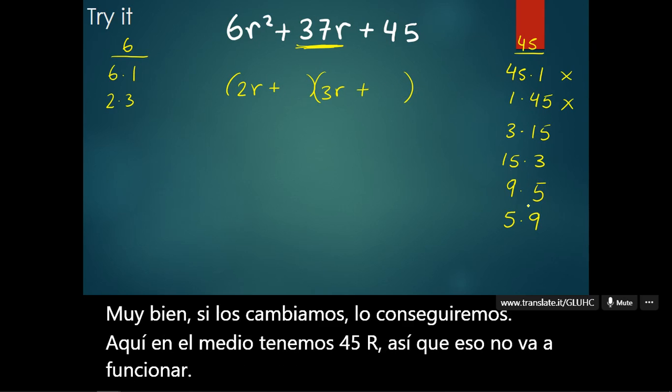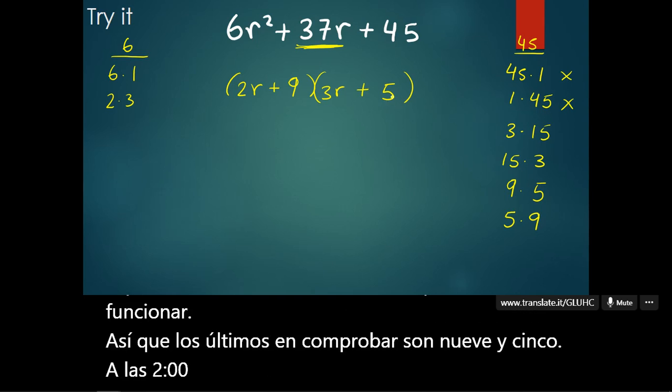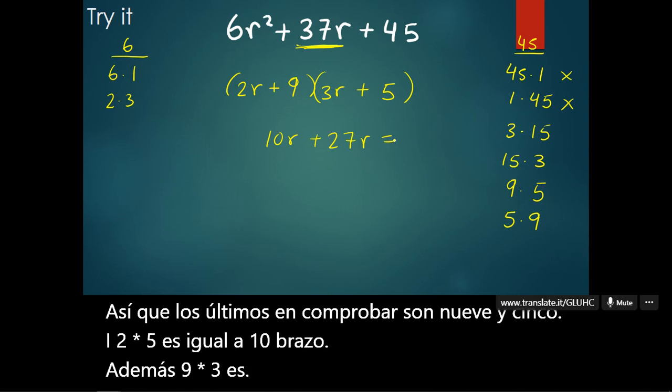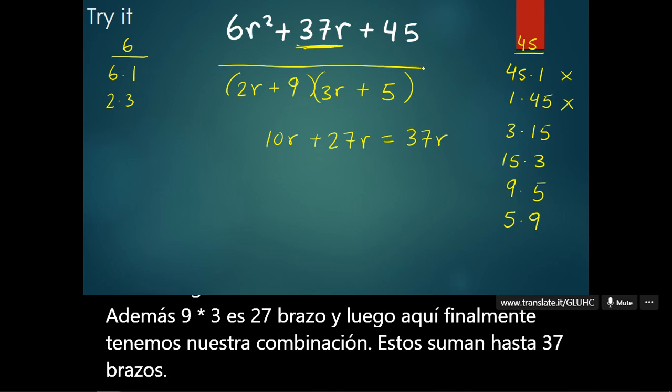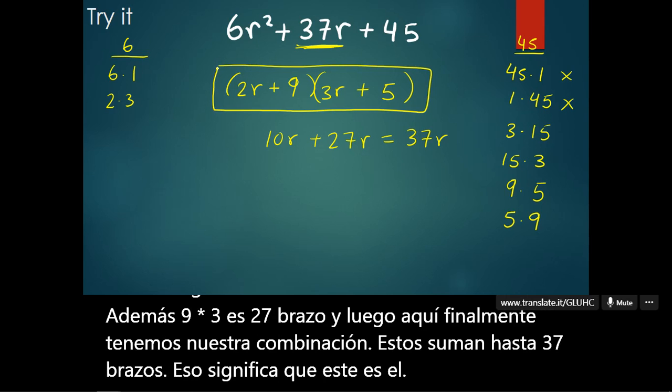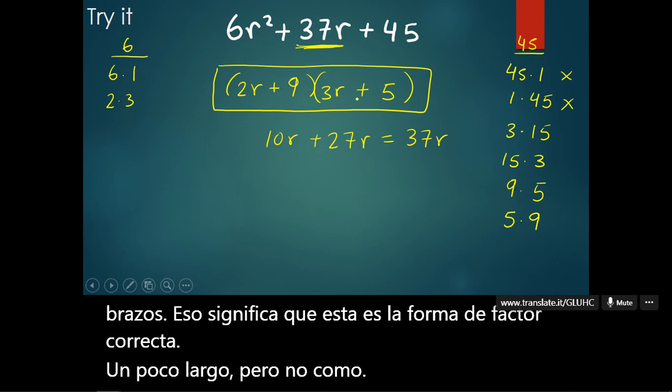So the last few to check are 9 and 5. 2 times 5 is equal to 10r, plus 9 times 3 is 27r, and then here we finally have our combination. These add up to 37r, so that means that this is the correct factor form. Kind of long, but not as long as the first problem.